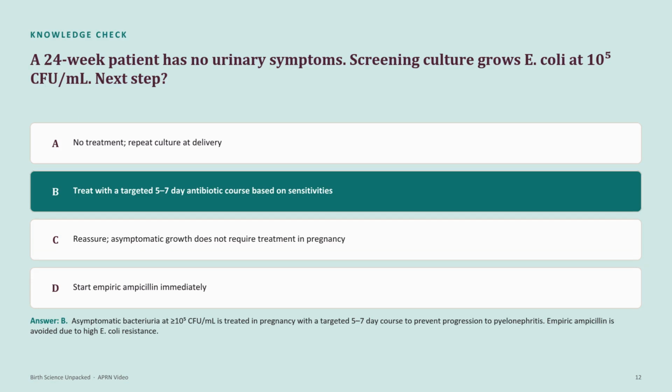All right, so here's the answer. The answer is B, treat with a targeted 5 to 7 day antibiotic course based on sensitivities. Asymptomatic bacteriuria in pregnancy is treated unlike in non-pregnant adults. Target the antibiotic to the sensitivities, 5 to 7 days. Ampicillin is wrong because E. coli resistance is high.